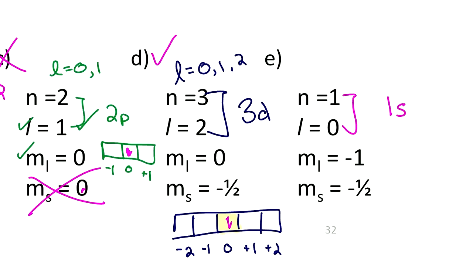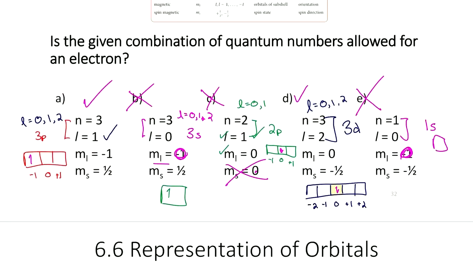1s, okay. Can you have an ML of negative 1? No, there's only one box and it actually has to be 0, so E is not correct either. All right, so that's us using the quantum numbers, and the rules within our quantum numbers.